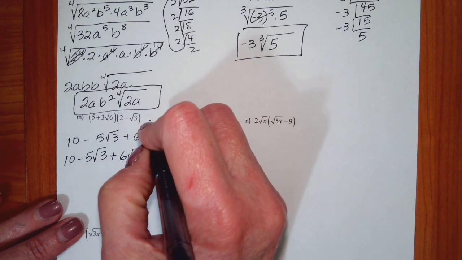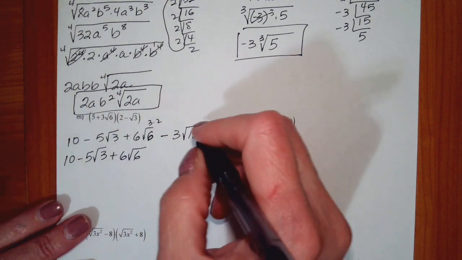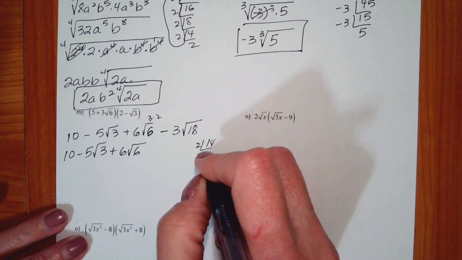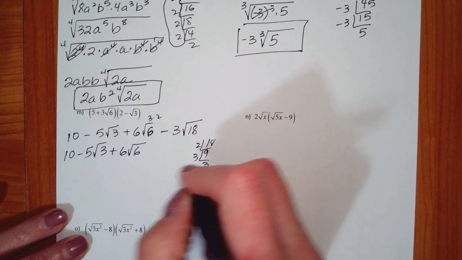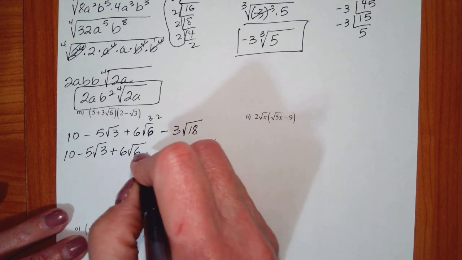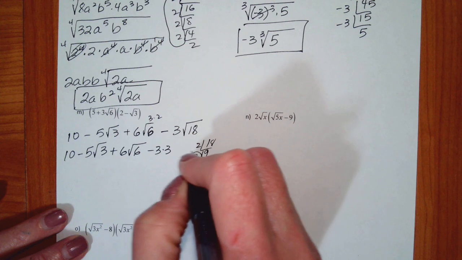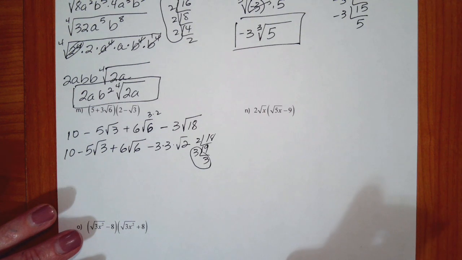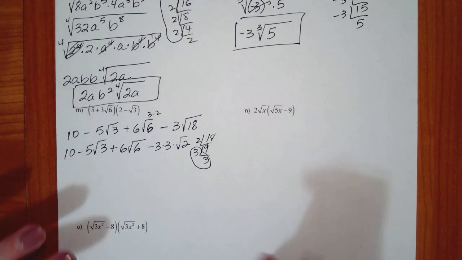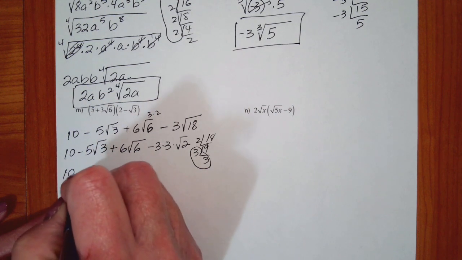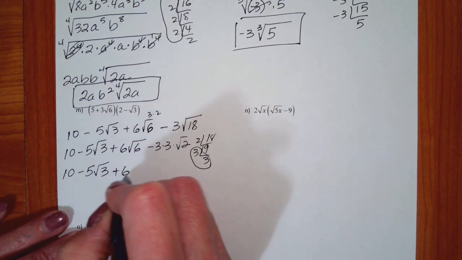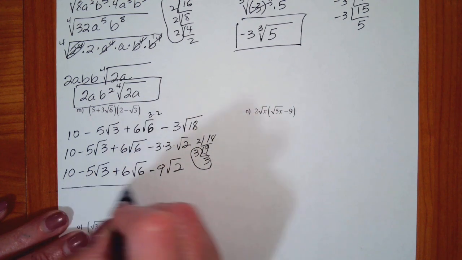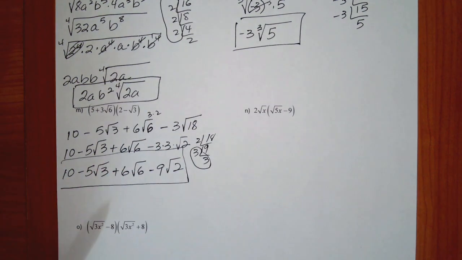6 is 3 times 2, so there's nothing I can pull out of there. But now 18 is divisible by 2, which gives me 9, 3 and 3. So I can pull out a 3. So this becomes minus 3 times the square root of 2. So that gives me 10 minus 5 root 3 plus 6 root 6 minus 9 root 2. None of them are like terms, so I'm done.